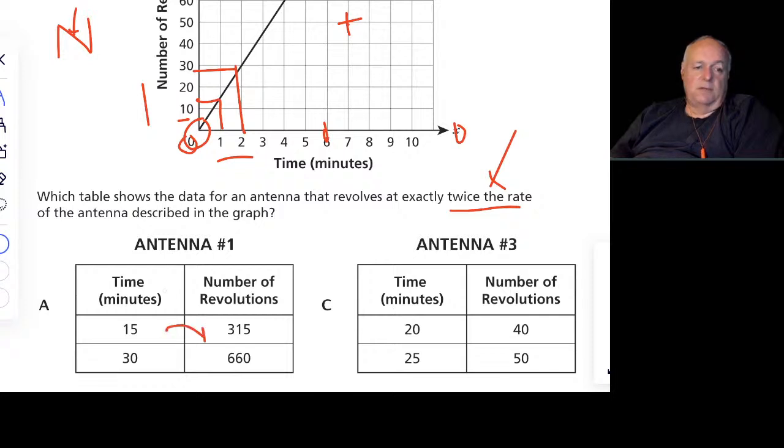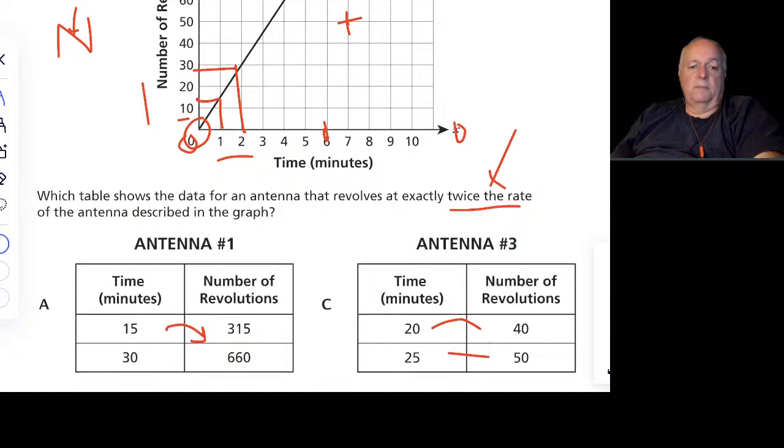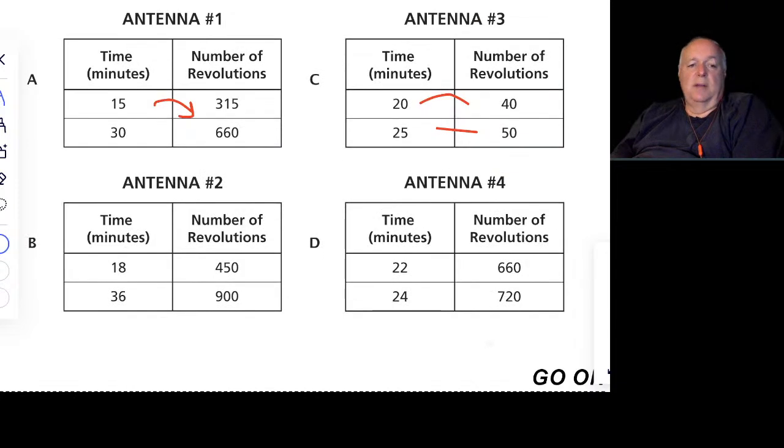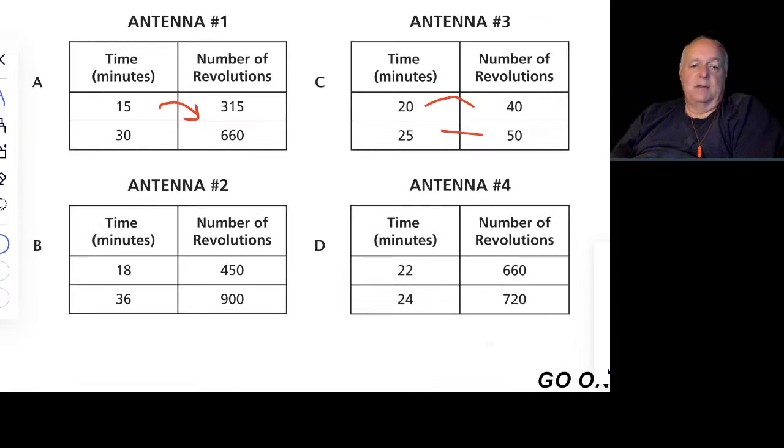So 15 times 15 is not 315. 30 times 15 is not that. Okay, 20 times here doesn't give us 2 either. So it's not A or C. And we look at B and D now and see if we can get that 15 out of it.